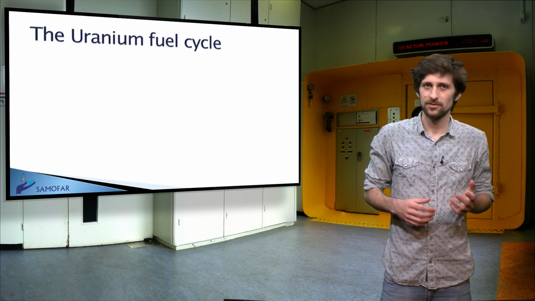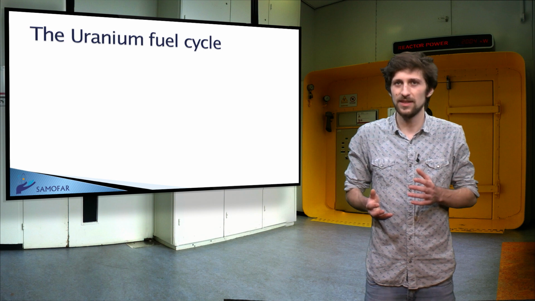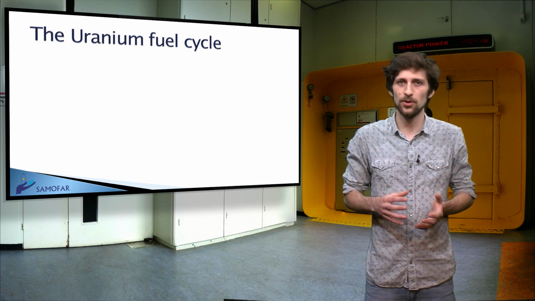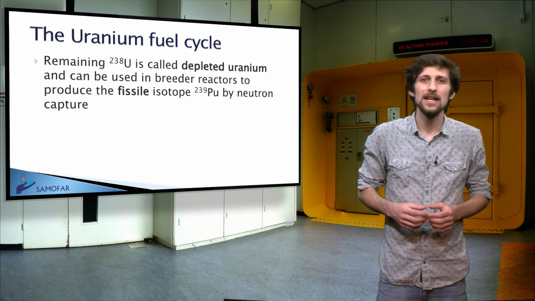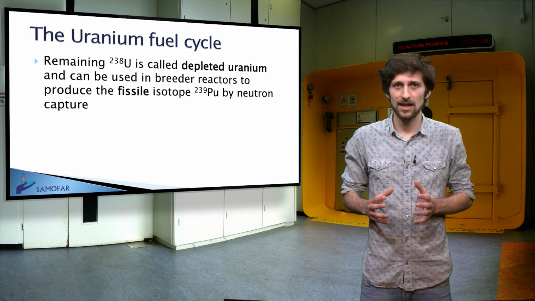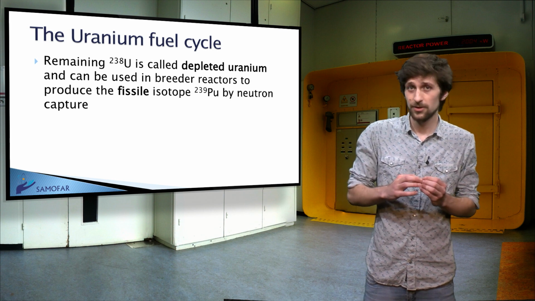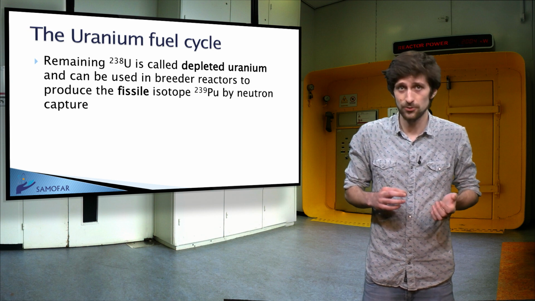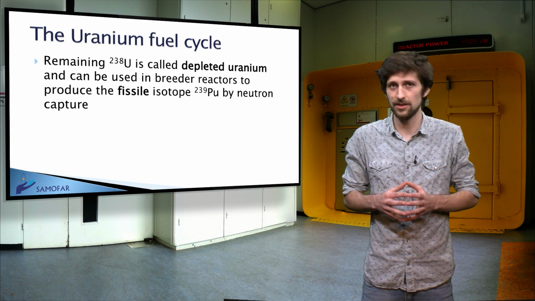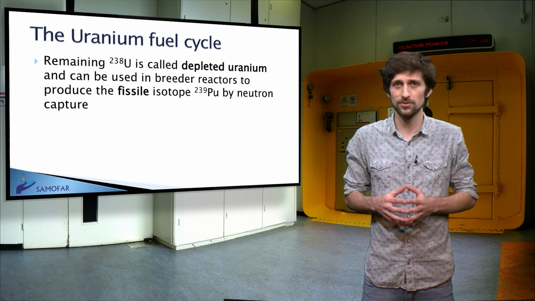A byproduct, sometimes considered as the waste product of enrichment, is depleted uranium, which contains mainly uranium-238. It has the potential to be used in fast breeder reactors as a fertile material. By capturing a neutron, the uranium-238 nucleus is transformed into plutonium-239, which is fissile and can therefore be fissioned to produce energy.